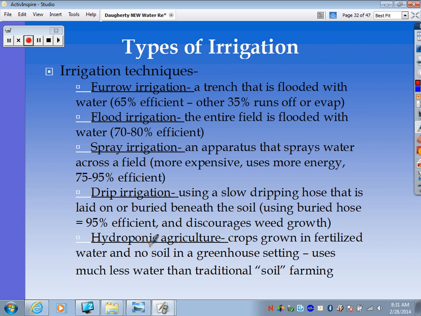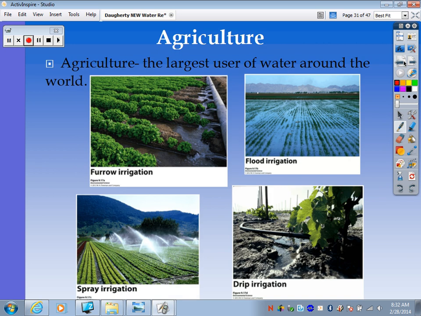And then something that's kind of a new movement, I wish I had a picture of it, is hydroponic agriculture. This is where crops are grown in fertilized water indoors with no soil in an indoor greenhouse setting. This uses much less water than traditional soil farming. Here they can recycle this nutrient-rich water over and over again, and it can produce more crops per hectare than traditional farms. However, this is going to be your more expensive type of agriculture, but it's kind of a futuristic way of growing crops. You don't need soil, and you can recycle the water.